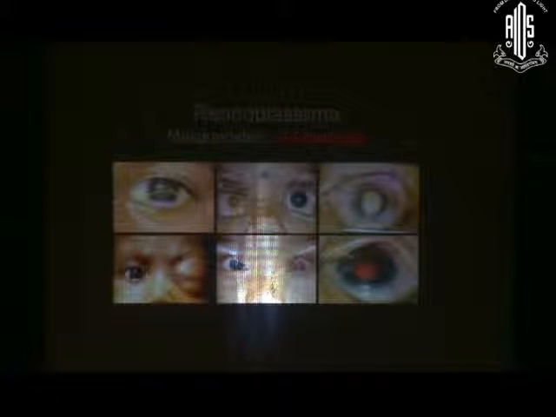A child can even come with a squint in one eye with retinoblastoma in the other eye. So don't attribute the squint to a vague history of trauma, but make sure that you examine the other eye completely and properly. There can even be cataract, orbital cellulitis, hyphema, and vitreous hemorrhage.